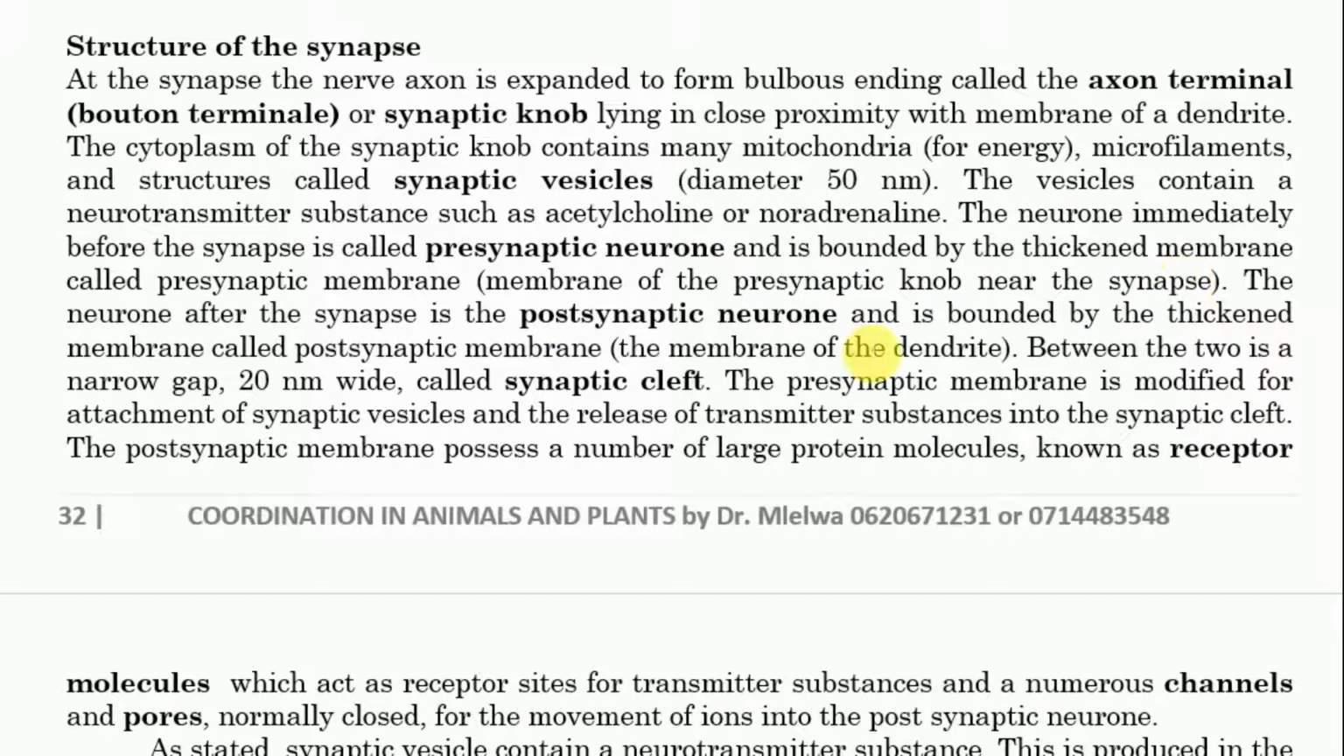The neuron after the synapse is the postsynaptic neuron and is bounded by the thickened membrane called the postsynaptic membrane, the membrane of the dendrite. So the postsynaptic membrane is the membrane of the dendrite, and the presynaptic membrane is the membrane of the presynaptic knob.